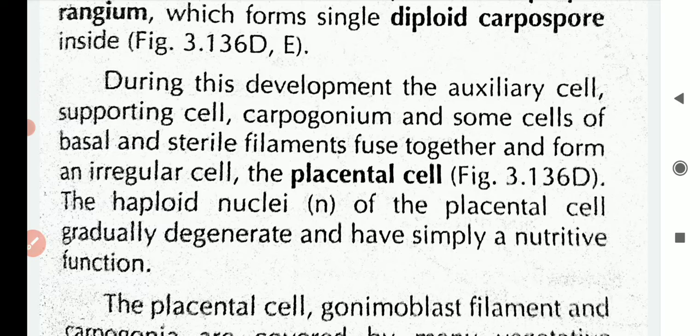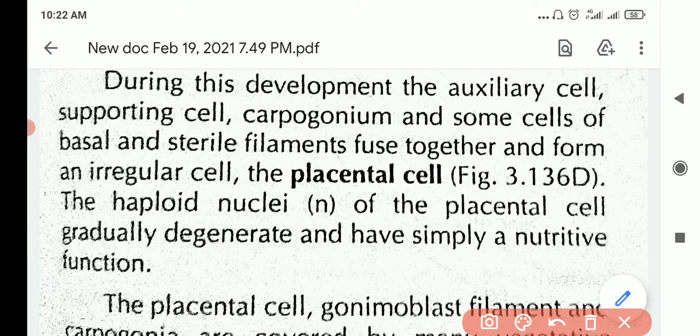So during this development, the auxiliary cell, supporting cell, carpogonium, and some cells of the basal and sterile filaments will fuse together and form an irregular cell known as the placental cell. So just like humans, they need a placenta, no, to get nutrition. So even these Polysiphonia, the carpospores, the zygote, they will need nutrition. So the nutrition comes from the auxiliary cell, the supporting cell, the carpogonium and other cells, like the basal and sterile filaments. So none of those cells we studied about are wasted.